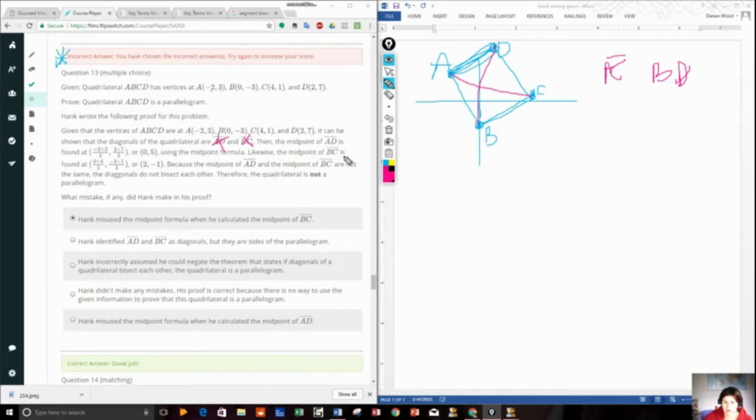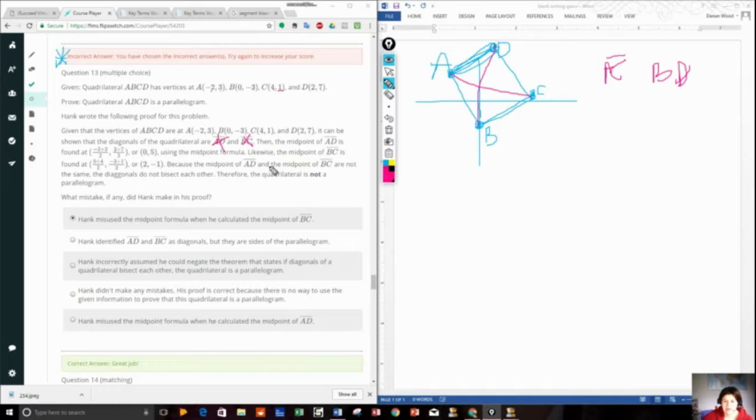Likewise, the midpoint of BC is found at, let's see if he used the correct x coordinates for BC. So 0 and 4, yes, divided by 2, and then the y coordinates would be -3 and 1. Yes, that was what they were. And then he reduced it down to 2, -1.